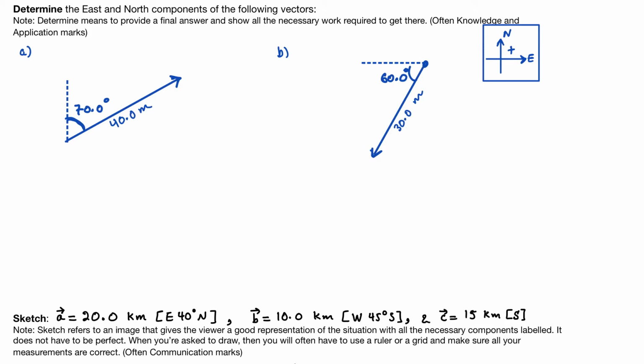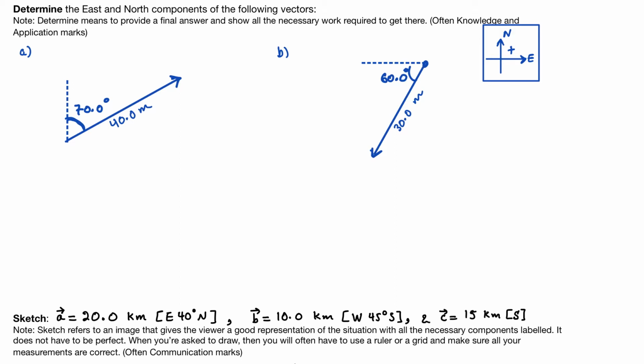So here, the first one, I have a vector which has a length or a magnitude or size of 40 meters, and it's at a 70-degree angle, and here is my north and east. So east is to the right and north is in the up direction. So I can break this down into two components.